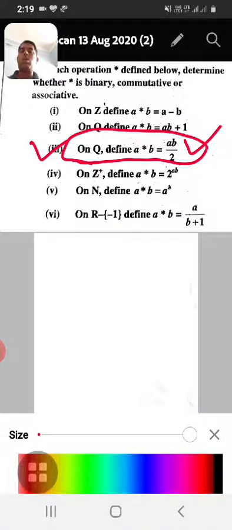So I am going to solve the third problem. So write down the steps correctly. Afterwards you can go through the video. So let us consider the third problem here. So a star b is equal to ab by 2. So first let us check whether star is binary, then consider the commutative property and associative property.